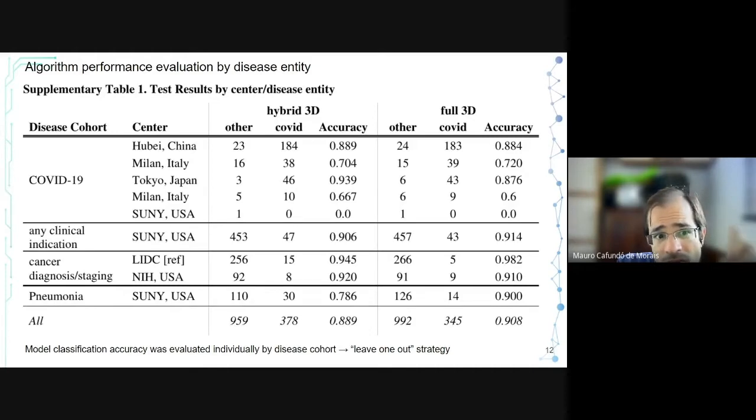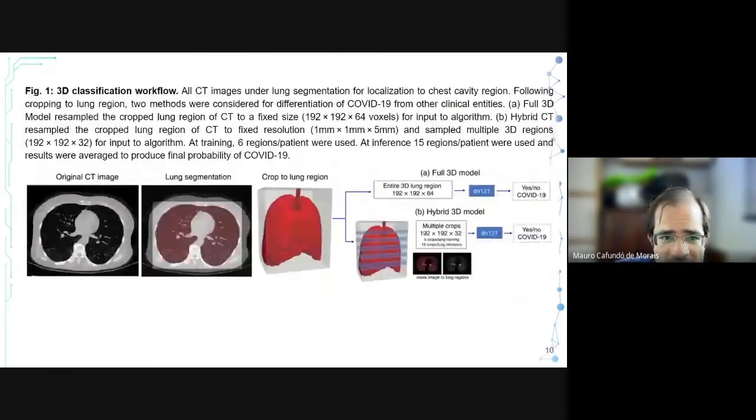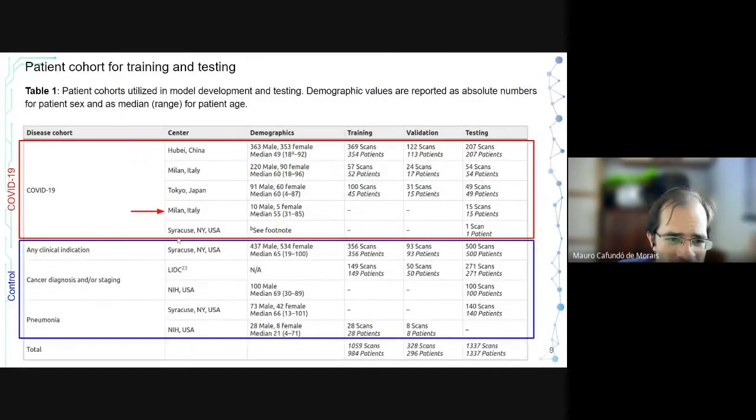Interesting to know, they evaluated the algorithm by disease entity, meaning that, well, we have different cases. If we go back here, we can see that we have different clinical conditions, not only COVID, in the control group, such as cancer or other kinds of pneumonia.